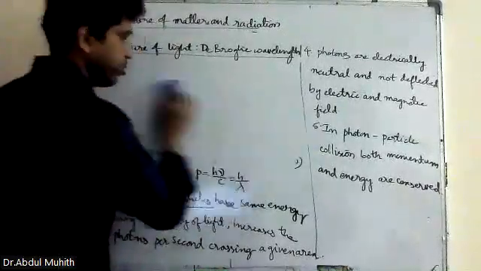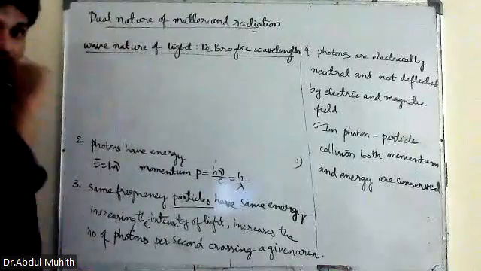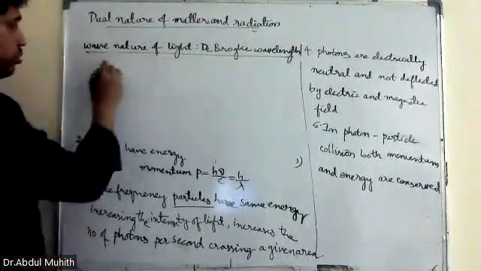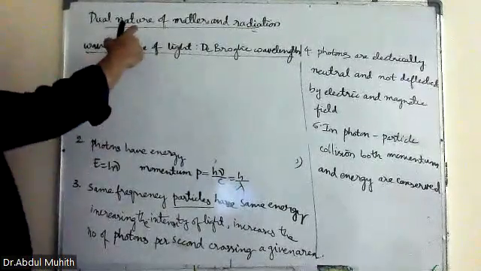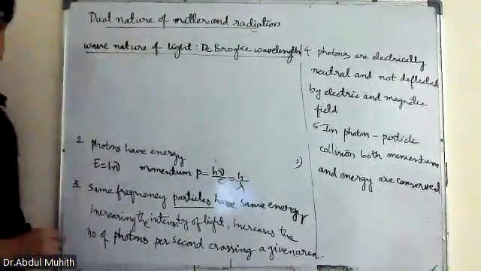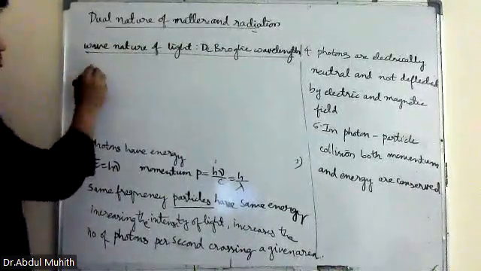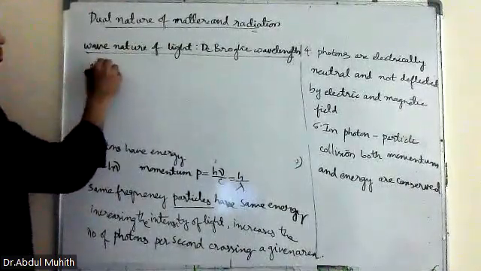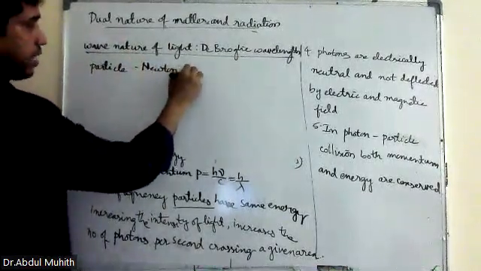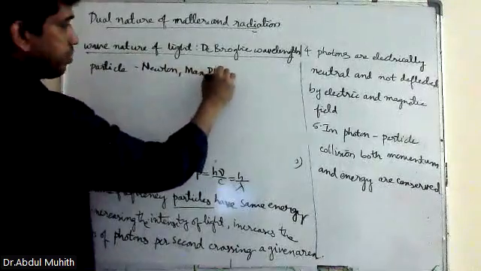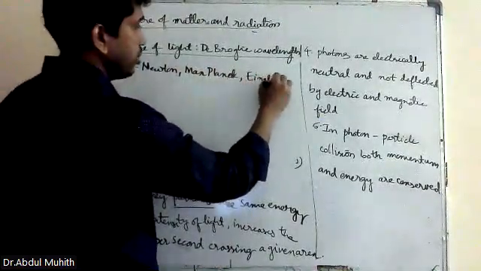So according to de Broglie, his research was on the dual nature of matter and radiation. As I told you in the beginning, there are some scientists who proved the particle nature of light, like Newton, and then Max Planck, then after Max Planck, Albert Einstein. Einstein supported the particle nature.